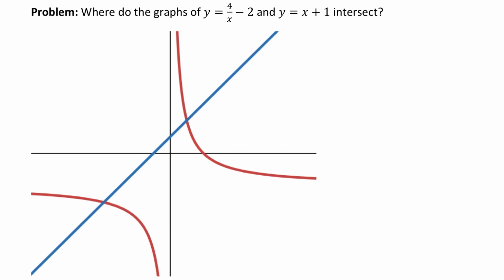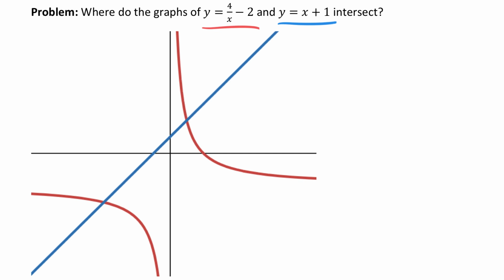Hello. In this short video, I want to look at graphing rational functions and finding points of intersection. So if we look here, we have two graphs, one in blue, which is the straight line y equals x plus 1, and one in red, which is 4 over x minus 2. Now we can see that straight line would have been pretty easy to graph, but we had Desmos do it for us, which is kind of nice.